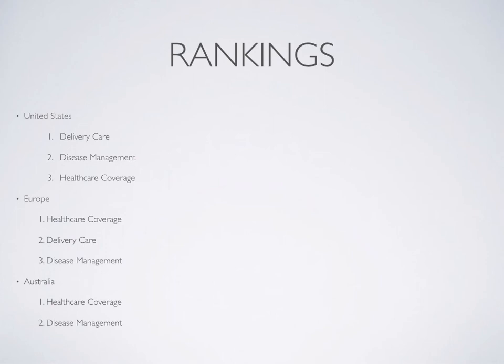In Australia, it would be the same for healthcare coverage, and the only difference would be I rank disease management number two, and delivery care as number three. It just doesn't show up on the PowerPoint, but I did rank it as number three. Only because even though it's healthcare coverage, it's universal and everything, they tend to help out people who have chronic illnesses a little more than the European people would. And of course, they have great delivery services. But again, I had to choose between disease management being number two and number three for Australia.